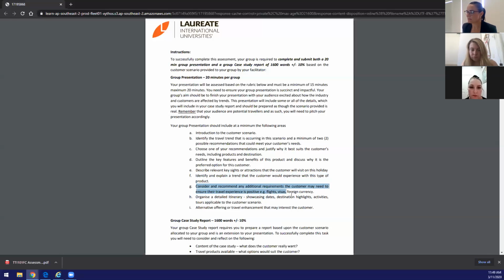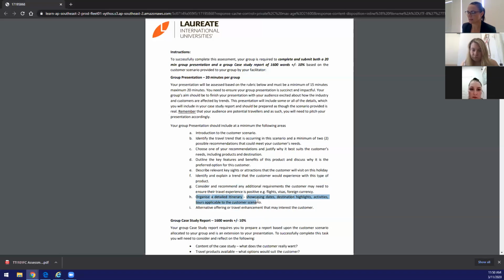So we want you to consider and recommend any additional requirements the customer may need to ensure their travel experience. So if someone wants to go to Europe on a coach tour and you're a travel agent in Australia selling them this holiday, how are they going to get there? What do they need? What's the reality of them taking the trip? Really put yourself in their shoes as a traveler of what they're going to need to make that happen, and really pull together a fairly comprehensive offering for them that encompasses everything they're going to need to successfully go on this amazing holiday.